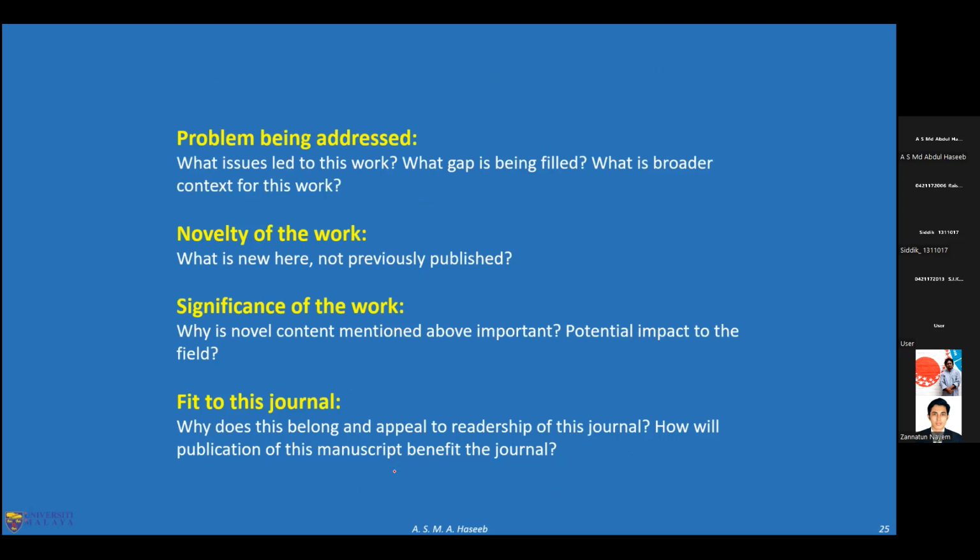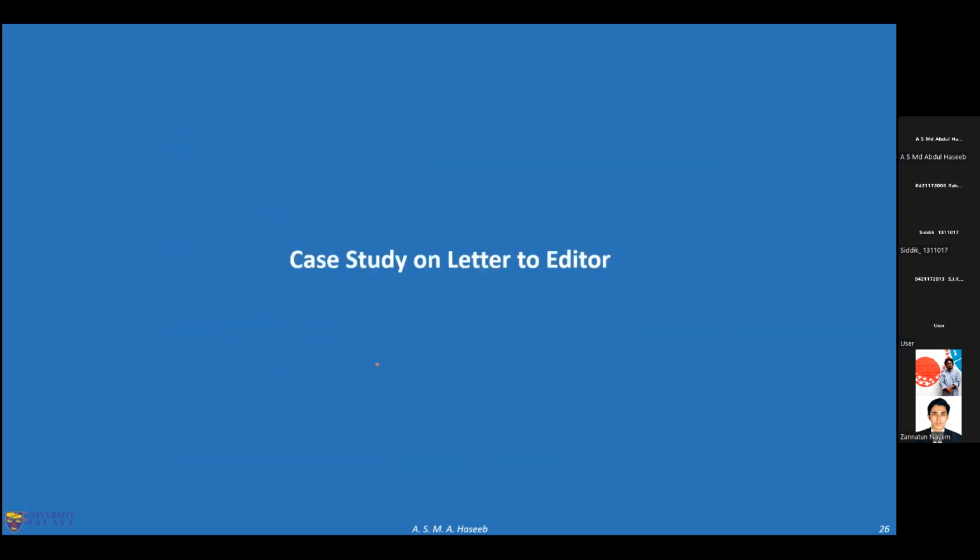So to summarize once again, what should be in the cover letter? These are the few things. You tell the problem that you are trying to solve. You talk about the novelty of the work. You talk about the benefit of the work. And then you also say how your manuscript fits into the journal, because this is becoming more and more important. I will not look into that.